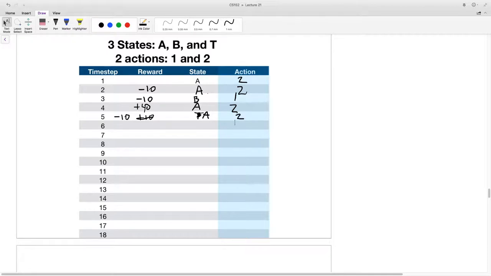Two. Minus 10, state B. Two. Plus 20, state A. Two. Minus 10, state A. Did I hear 1? No? No one likes 1? Minus 10 in state B.